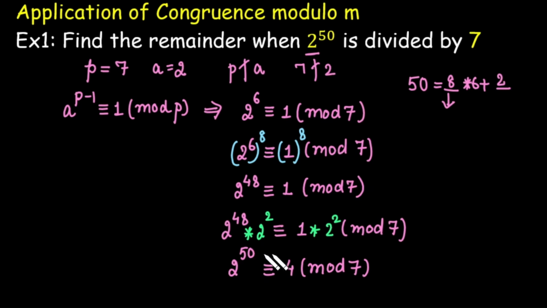Now look at this equation. 2 raised to 50 is what we needed, mod 7 as it is, because we are dividing by 7. Here we are getting 4. Now, is 4 the remainder, or can we simplify it further? Simplify means, can we divide this number by 7? No. So ultimately, this is the final remainder we are getting in this case. So here we can say that the remainder when 2 raised to the power 50 is divided by 7 is 4.